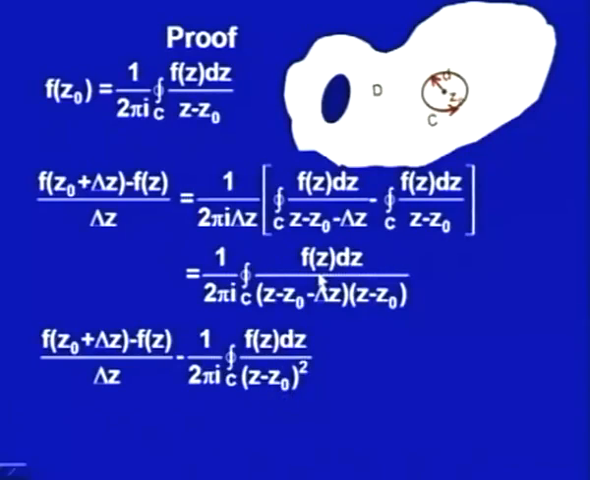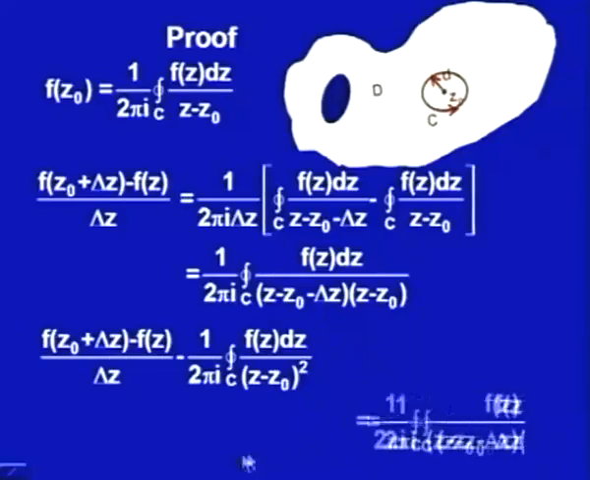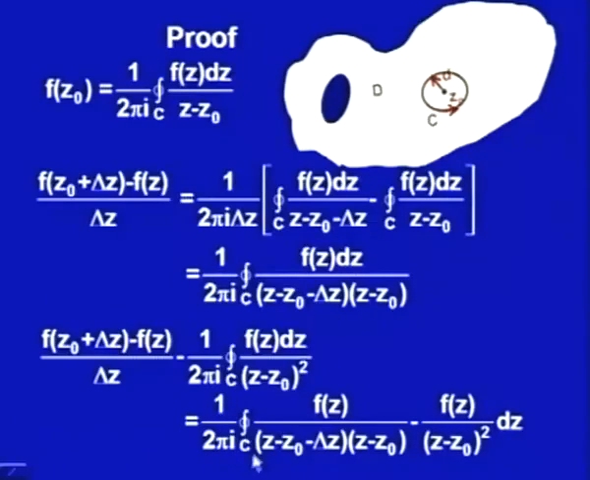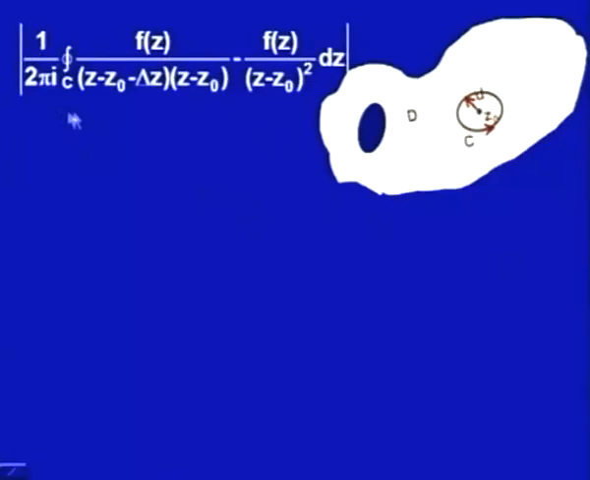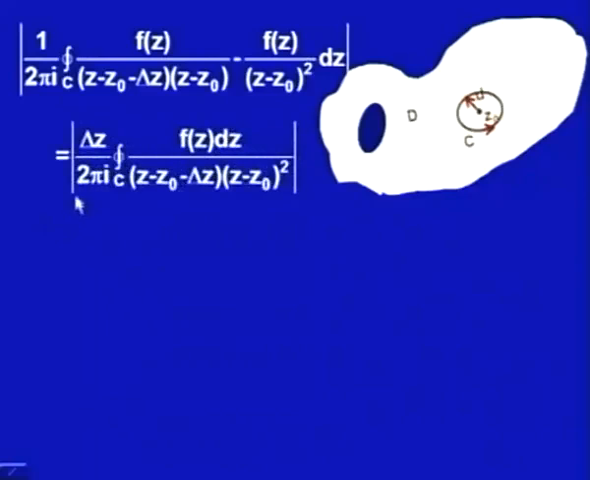If I take the difference, I would again get the difference as delta z upon (z minus z naught) whole square, (z minus z naught minus delta z). So what we would get is 1 upon 2 pi i integral along the contour C of f(z) dz, with the denominator (z minus z naught minus delta z) into (z minus z naught) whole square. Now let us find the absolute value of this difference, which is delta z upon 2 pi i times f(z) upon (z minus z naught minus delta z) into (z minus z naught) whole square.